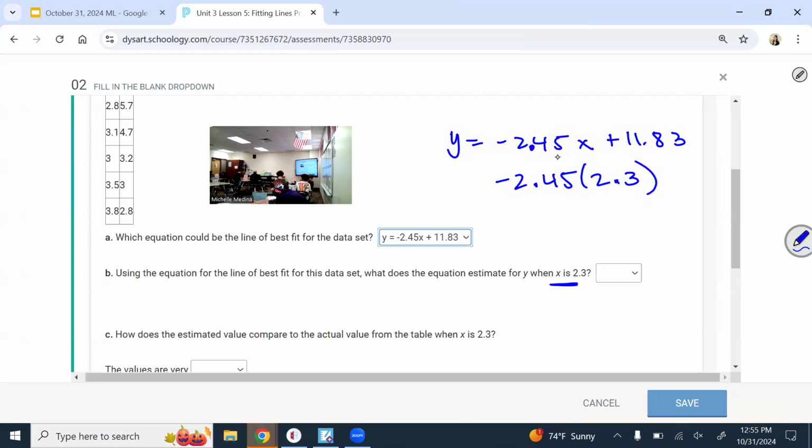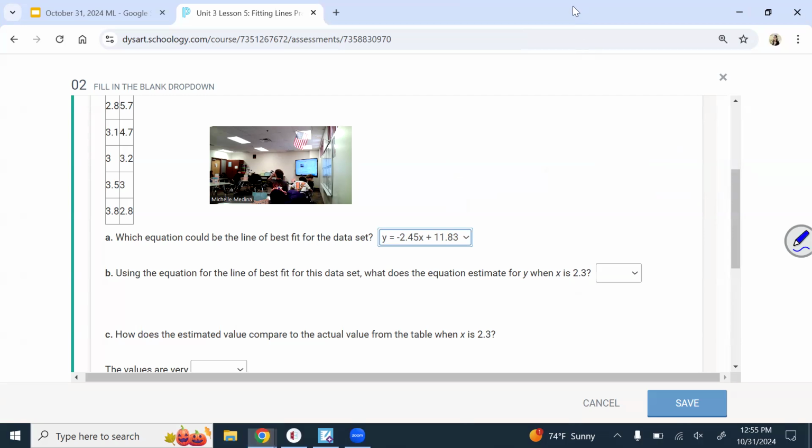So wherever it tells you, typically it's not that straightforward. Typically they say whatever the situation is. Like when they sell this many items, what's going to be my output? They say something to that effect. But they want x to be 2.3.